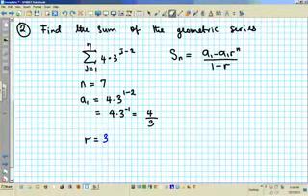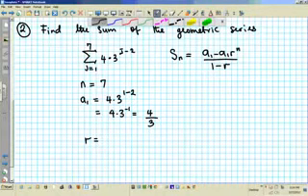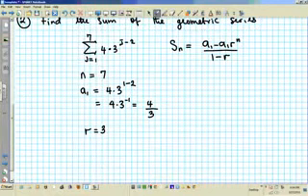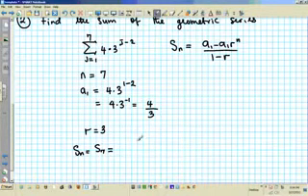r is basically 3, because that's what's being exponentiated. Now, do we have all the components that we need? We have all the components we need. r is 3, so we can go ahead and apply the formula that's provided right here. In this case, S sub n is S sub 7. We are summing the first 7 terms of the geometric series.